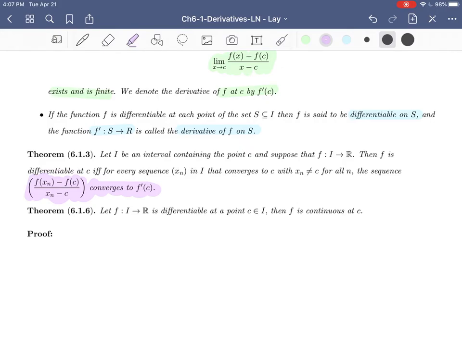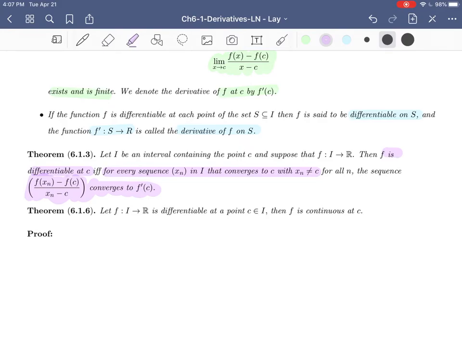Right? So f is differentiable at c if and only if, no matter what sequence we have that converges to c with the values of x sub n not equal to c, the sequence f of x sub n minus f of c over x sub n minus c converges to f prime of c.